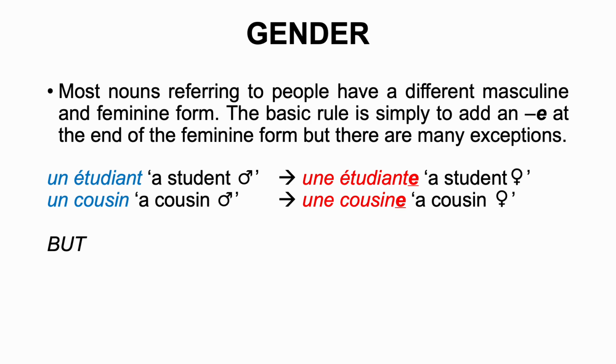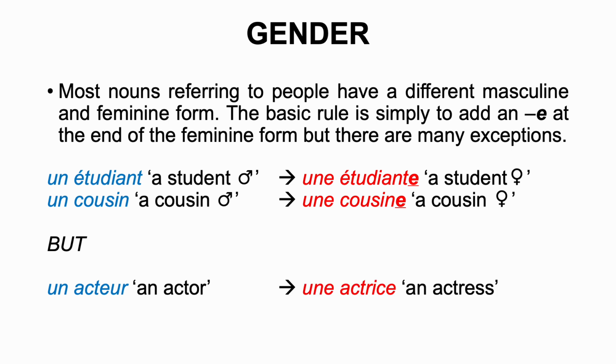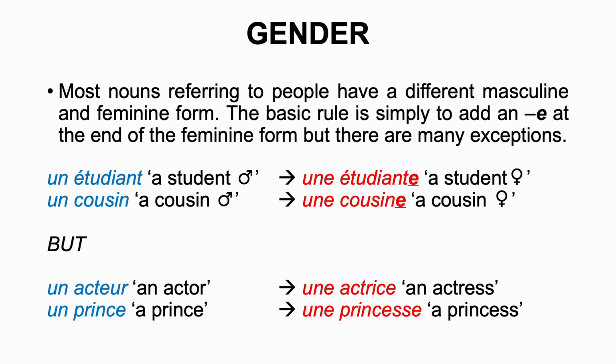But as explained, there are many exceptions. Here are a couple. For instance, un acteur, a male actor, has une actrice as its feminine form, an actress. Same thing for un prince, a prince, which has a feminine form, which is une princesse, a princess. So here you see some relationships between the difference of gender between masculine and feminine in English, which comes actually from French.